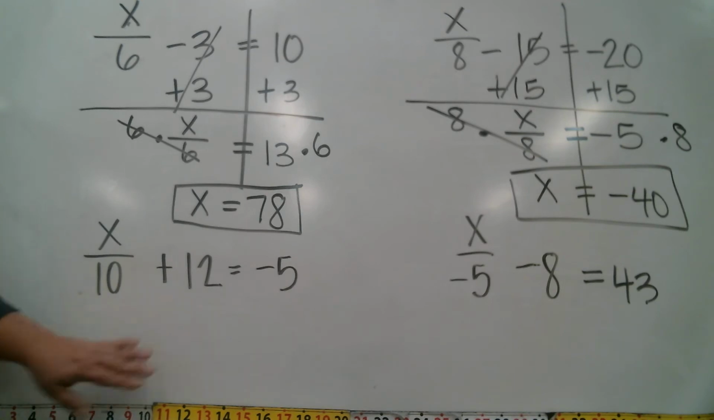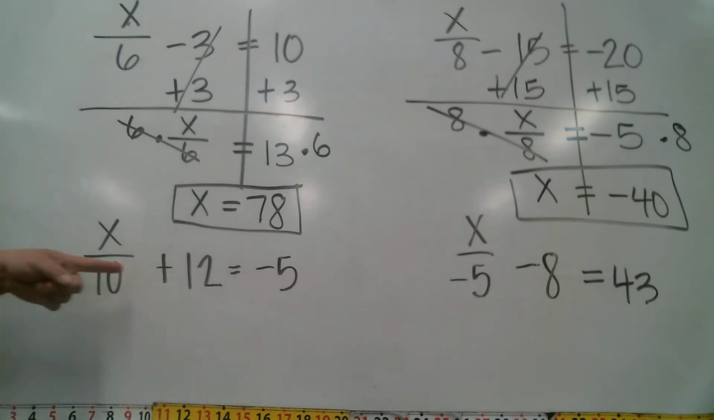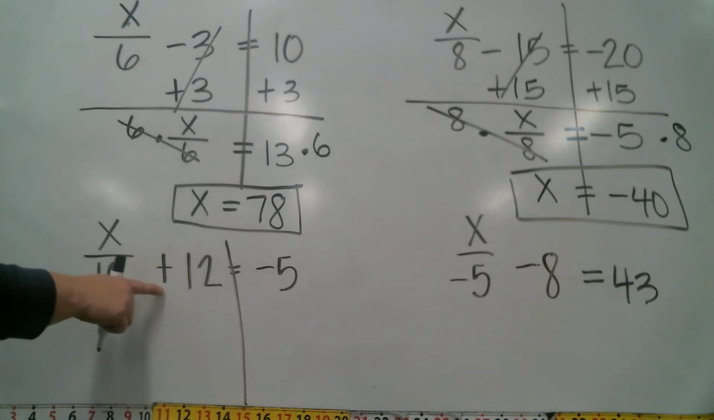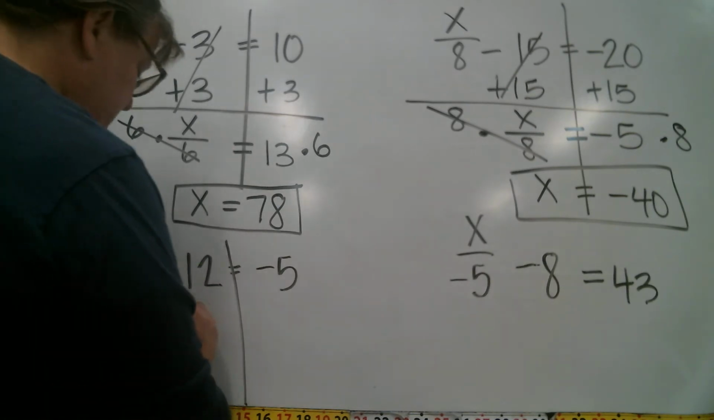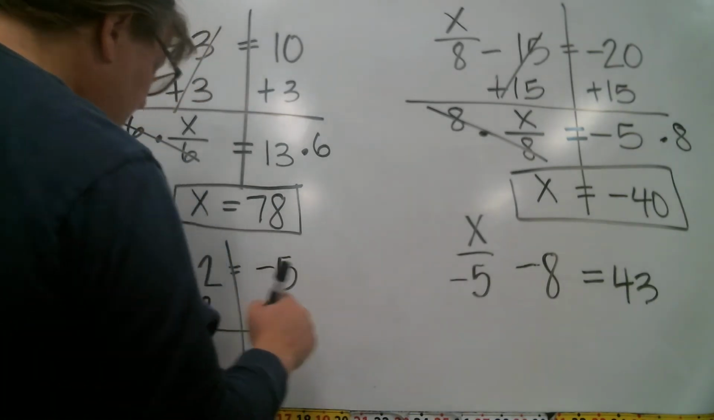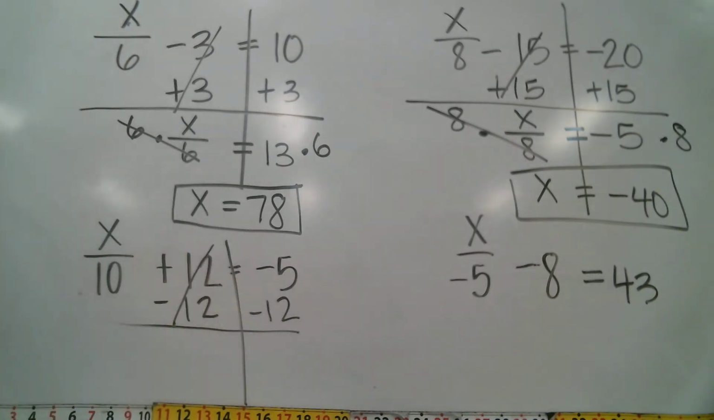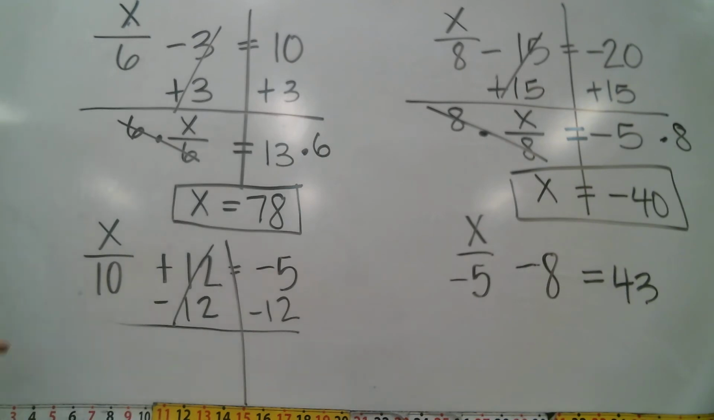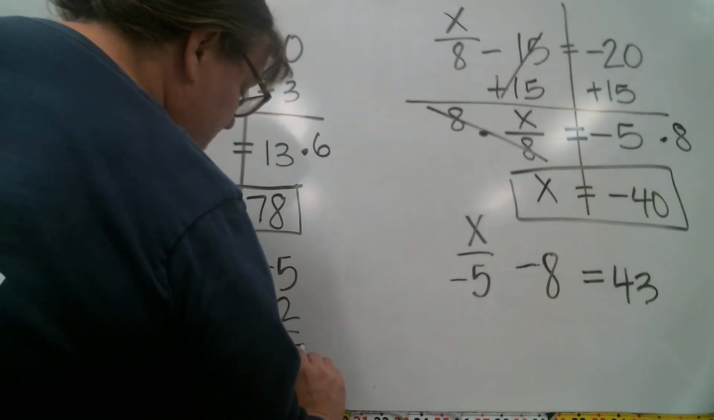Okay, let's try this one here. x divided by 10 plus 12 equals negative 5. I'm going to draw a line down the balance. I'm going to start by subtracting 12 because I want to undo this addition. Positive 12 minus 12 cancels out. Negative 5 minus 12, that's two negatives. That means I'm starting at negative 5 and going back 12. So I'm going further into the negative, all the way to negative 17.